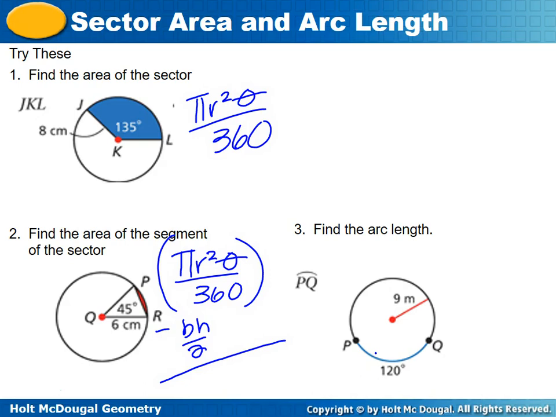Number 3 is arc length. So this is going to be 2 pi r theta over 360. Now again, if you don't know which formula to use when, then you're going to have issues in this unit.